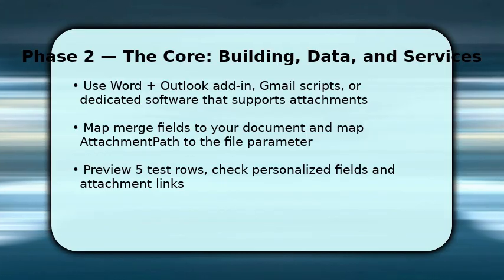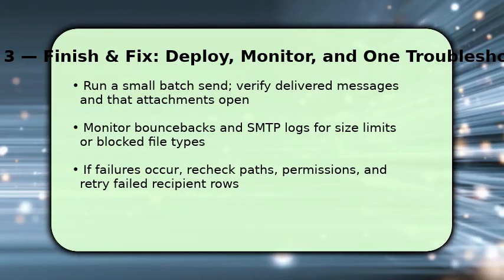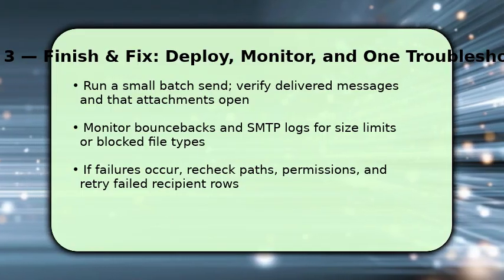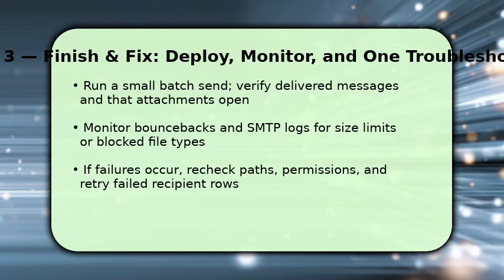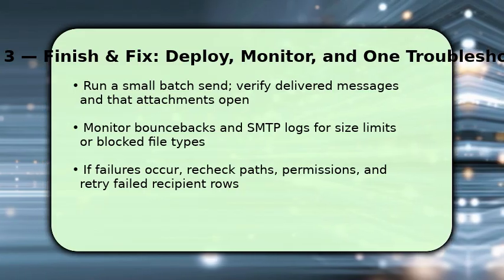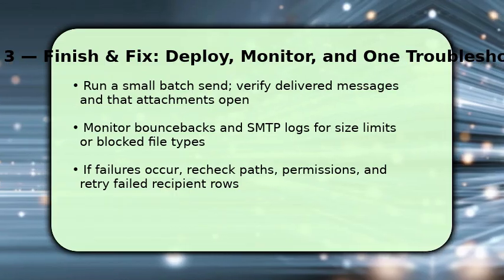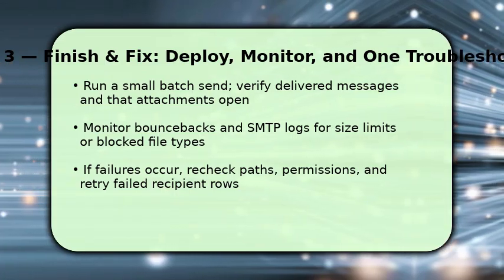You finish by sending a small batch to verify delivery and attachment integrity. Start with 5 to 10 recipients. Check that messages arrive, attachments open, and no content is missing. If recipients bounce or files are blocked, inspect SMTP logs for size limits, forbidden file types, or permission errors.